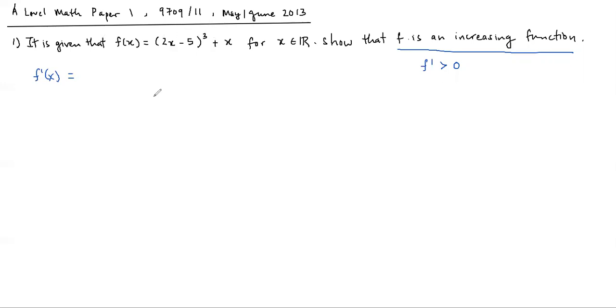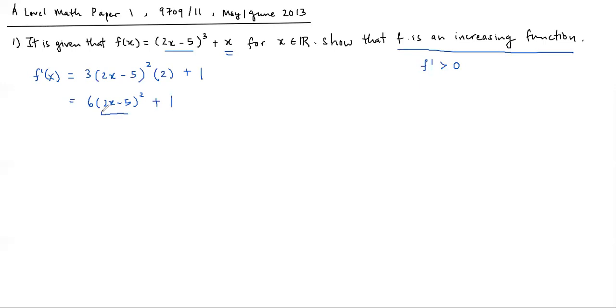For this function, you bring the 3 down. Then you have 2x minus 5 raised to the 2. Reduce the exponent by 1, and you still need to differentiate the inner function. 2x minus 5 has a derivative of 2, and for this last term x, its derivative is 1. So f prime x now is 6 times the square of 2x minus 5, plus 1.